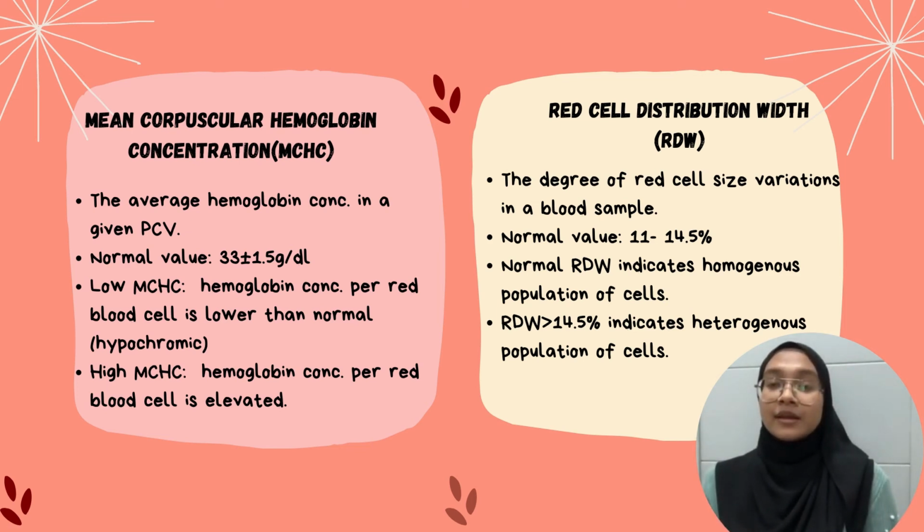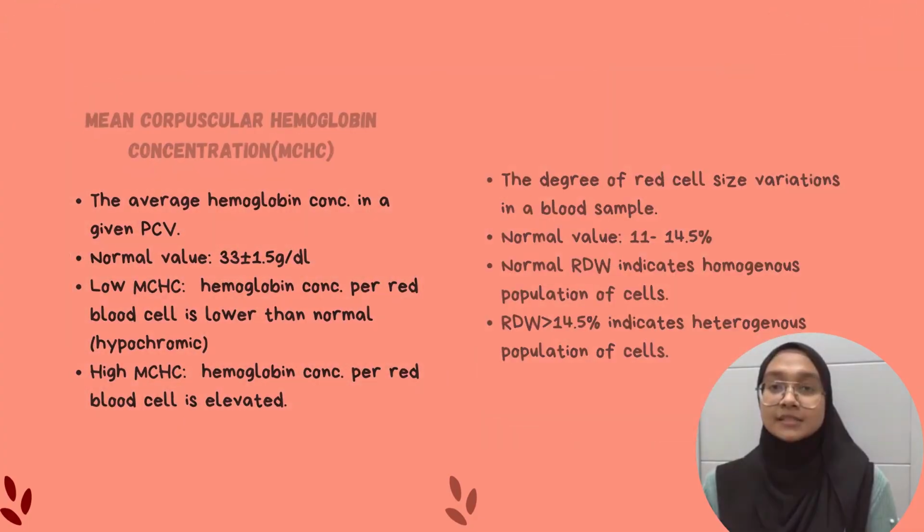The fourth element in the red cell index that we can identify is red cell distribution width. Red cell distribution width is the degree of red cell size variation in a blood sample. The normal value is 11 to 14.5%. A normal red cell distribution width indicates a homogeneous population of cells, while a red cell distribution width over 14.5% indicates a heterogeneous population of cells.